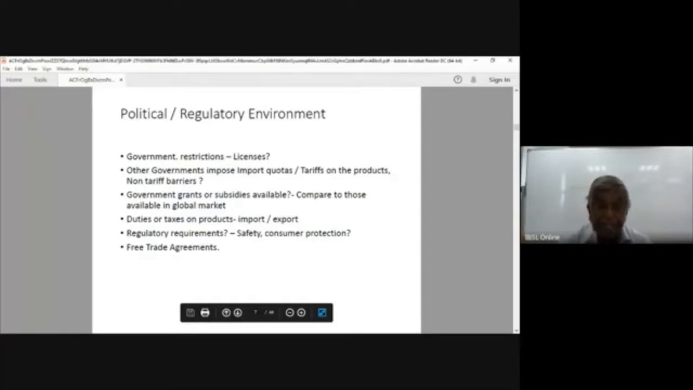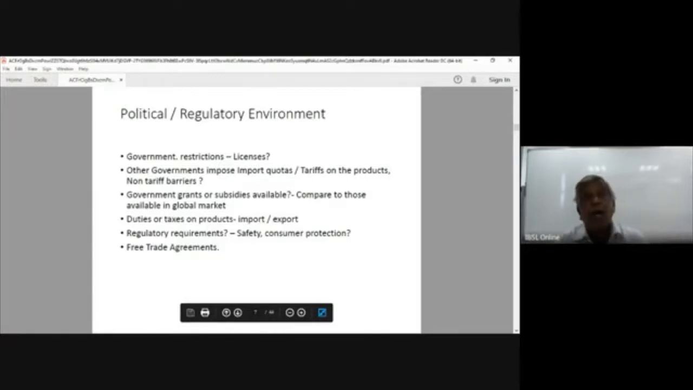Whether there are non-tariff barriers. So basically there are tariff barriers and then non-tariff barriers. One is tariff barriers, which are basically duties and taxes. Tariffs, duties, taxes when you are exporting to another country. So the importer there, whether he has to pay duties and taxes. Similarly, when you are importing here in Sri Lanka, you have to pay taxes and duties. So these are tariff barriers. Non-tariff barriers, what do you mean by non-tariff barriers?